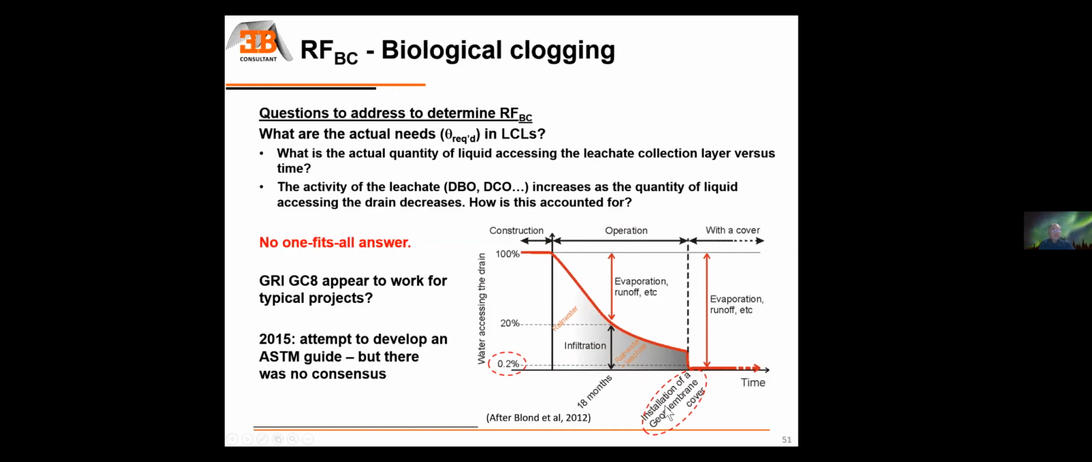And eventually, when you install a cover, a geomembrane, some numbers were published about 10 years ago, suggesting that 0.2% of the initial flow would be a reasonable target. So basically, we have a 500 reduction factor or safety factor after cover of the geomembrane. That's why we have to really have a weighted approach on clogging resistance. And again, GRI GC8 appears to work relatively well after 20 years of operation. I'm not aware of any problem. Maybe there are, but I'm not aware.